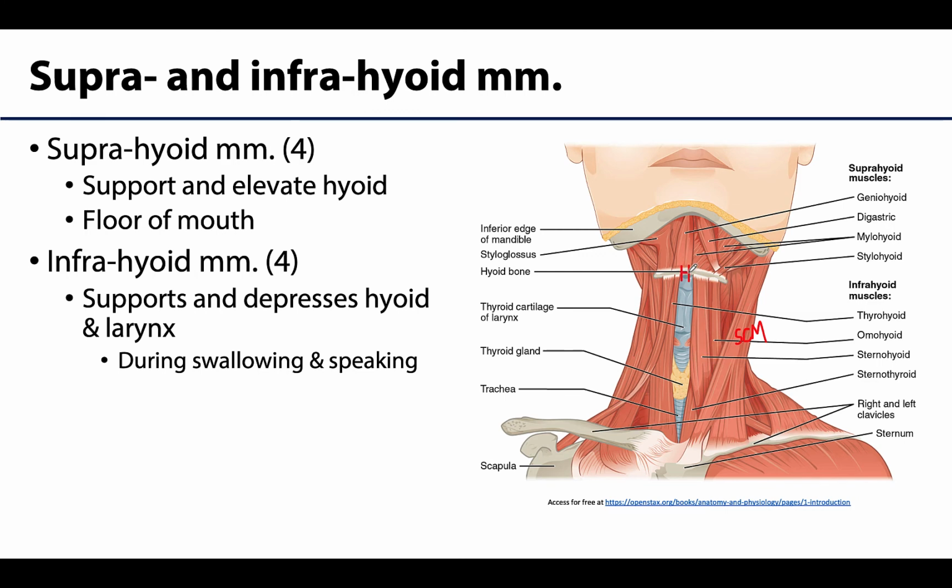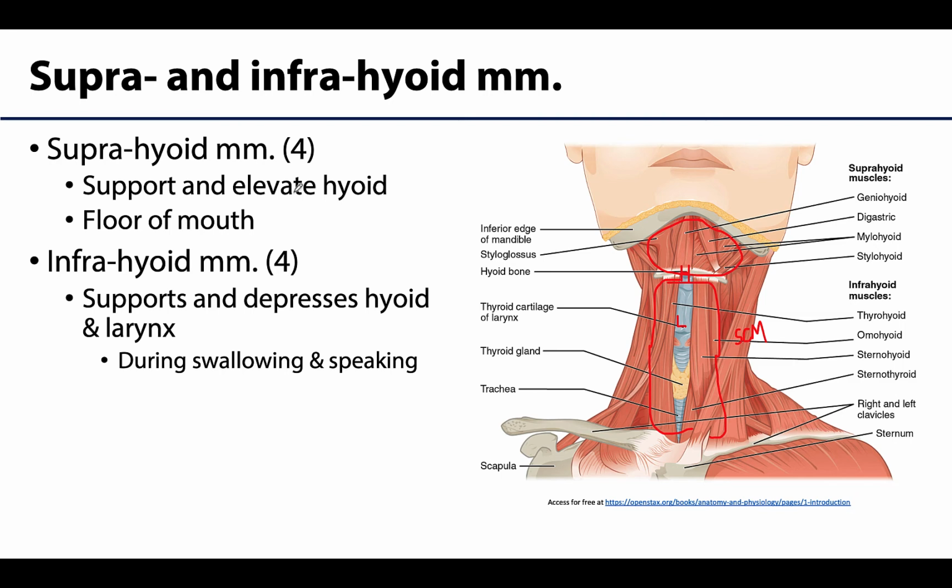Remember that's that free-floating bone in the anterior neck that's going to be superior to the larynx, which is right here. And the suprahyoid muscles will all be located, the bellies will all be located above or superior to the hyoid, whereas the infrahyoid muscles will all be located inferior to the hyoid. And almost all of the supra and the infrahyoid muscles will have some form of attachment on the hyoid.